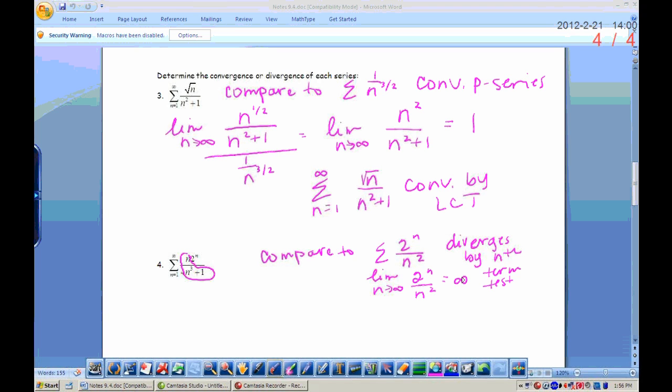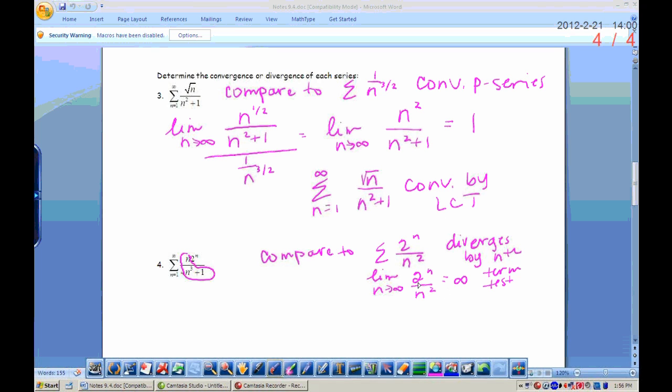So even if you had 2 to the n over n to the 5,000th power, when you plug numbers in, that's going to get pretty big, but eventually 2 to the n is going to get even bigger. So an exponential will always outgrow a polynomial. So from here on out, you can just look at this limit right here and say, oh, well, that's going to be infinity.